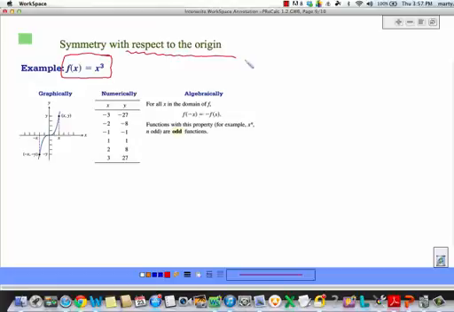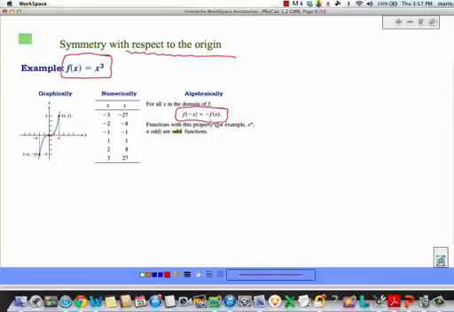It has symmetry with respect to the origin. That is, it can be rotated 180 degrees around the origin, and we end up looking exactly the same. If you're not sure, take your computer, flip it over, and you'll see exactly the same graph upside down. Don't actually do that.